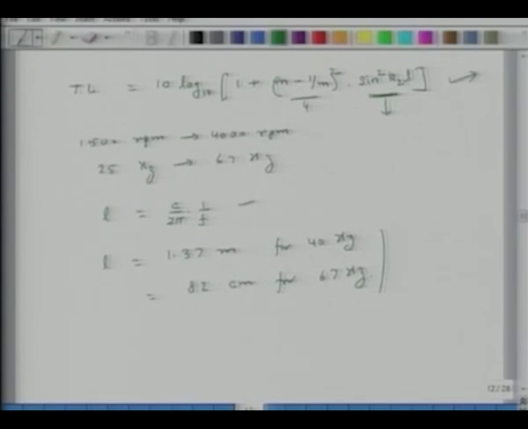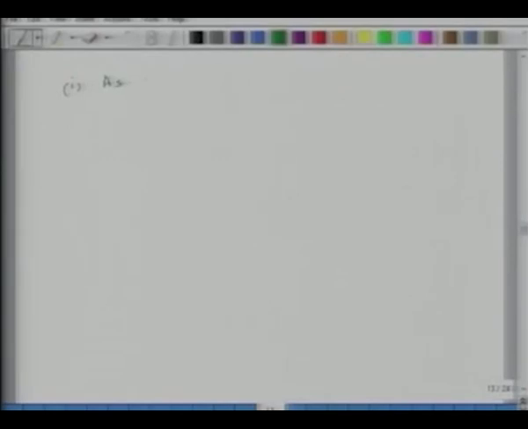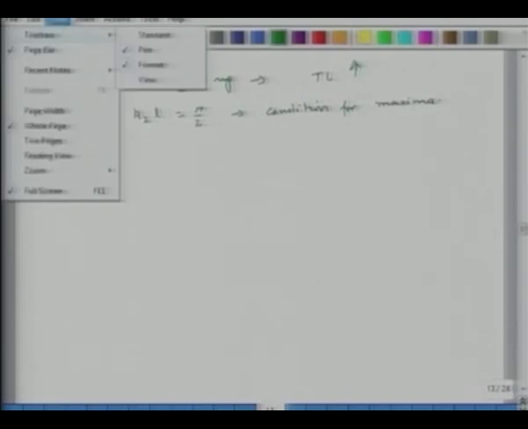Couple of other things. As M goes up, so does TL. So if you have a bigger expansion chamber, which has a much bigger area compared to A1, over A1, if I maximize it, my transmission loss will be maximized. And the other thing we have already mentioned is that if k2L equals π over 2, then again this is the condition for maximizing. Condition for maximum.